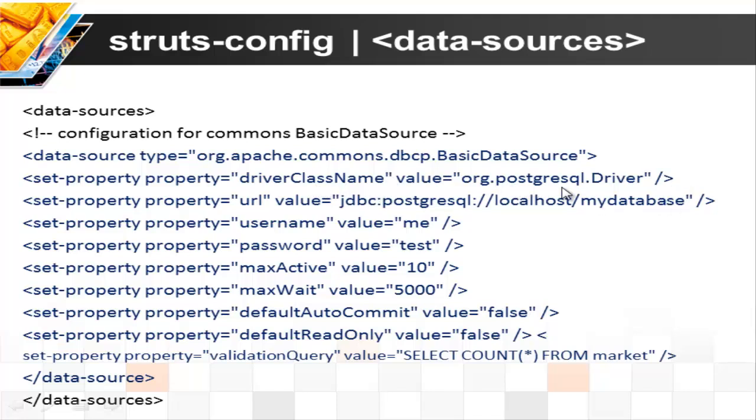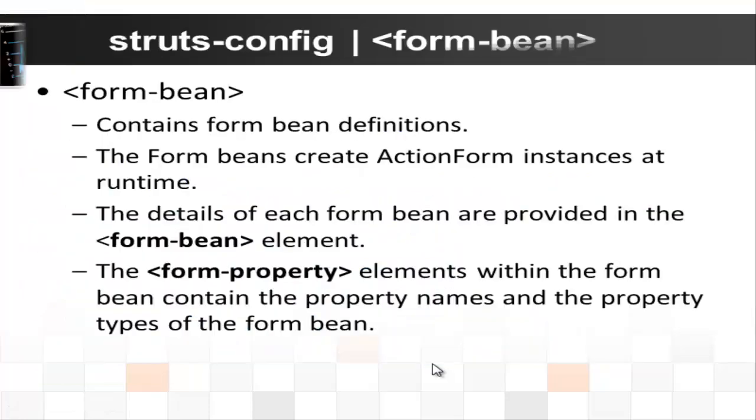DBCP, and for the driver name here we are trying to use PostgreSQL, and the username, password, maximum active connections, maximum waiting time, default commit, which you are already familiar with, and default read-only value. These are all specific to the databases, and how to get the details: they are available under this section. So that means all the database related information is available under data sources.